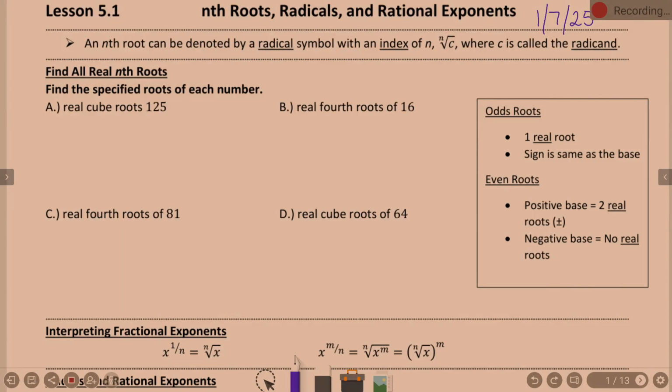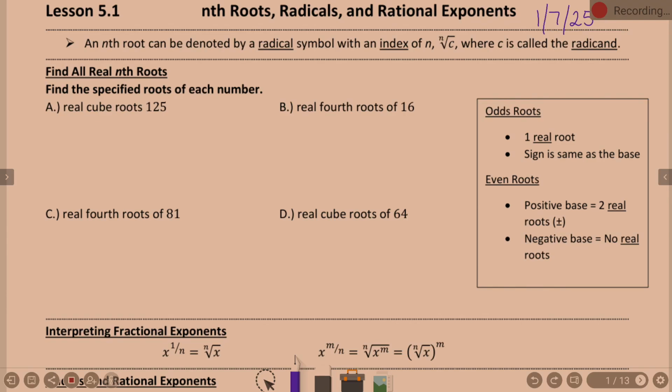So lesson 5.1 is nth roots, radicals, and rational exponents. An nth root can be denoted by a radical symbol with an index of n, or in other words, the nth root of c, where c is called the radicand. We don't have any roots up here, but we'll have some down there.